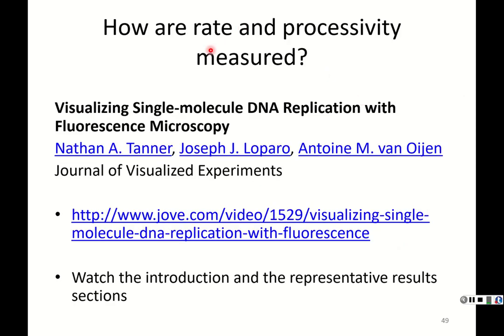How are the rate and processivity measured? So you can visualize this using single molecule DNA replication with a fluorescence microscope. And so that was done by this group. And if you want to look at that, the links are there. Obviously it's not going to be on an exam or anything, but it's just kind of neat to see this.